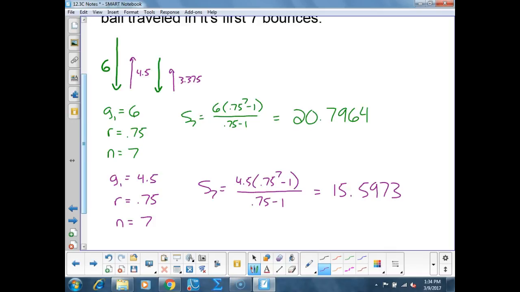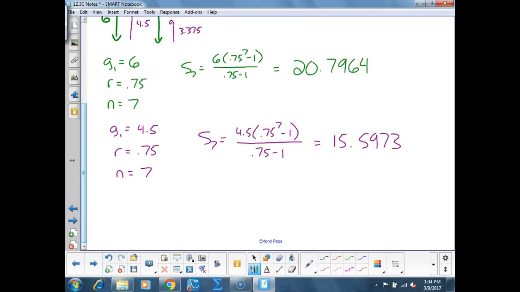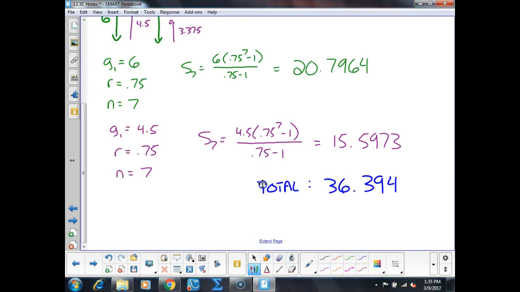Now if I want to find the total distance that the ball traveled, what do I have to do? You have to add those two up. So the total distance here is 36.394 feet.